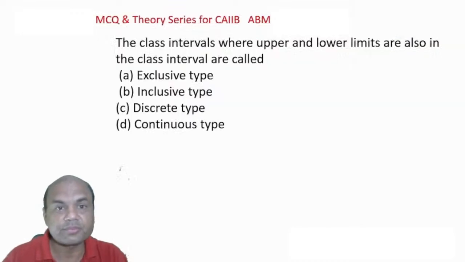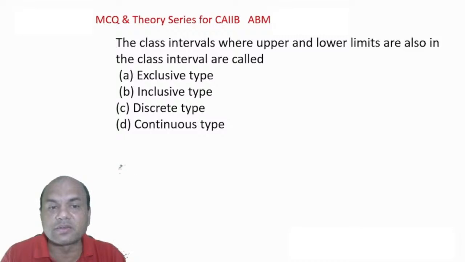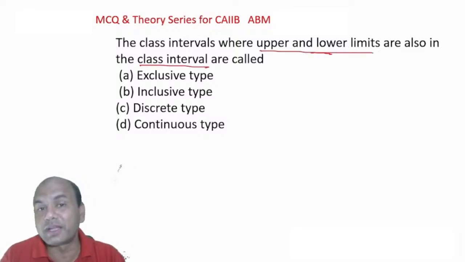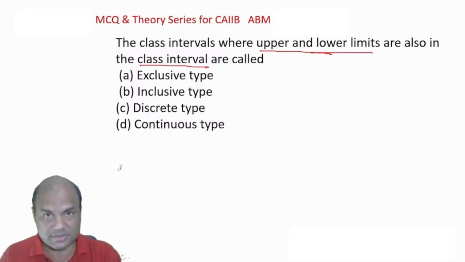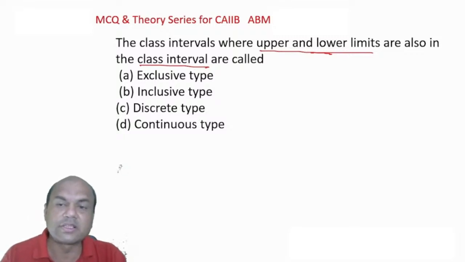Okay. The class where the upper and the lower limits are also in the class interval is called as what? Have we done this? No, I was explaining it to you at that time. Yeah, this is the same question which we have done. Upper and lower limits are also in the class interval. So it is called exclusive, inclusive, discrete, or continuous. Which is this?